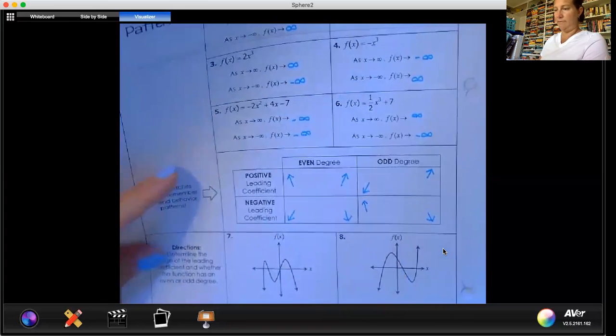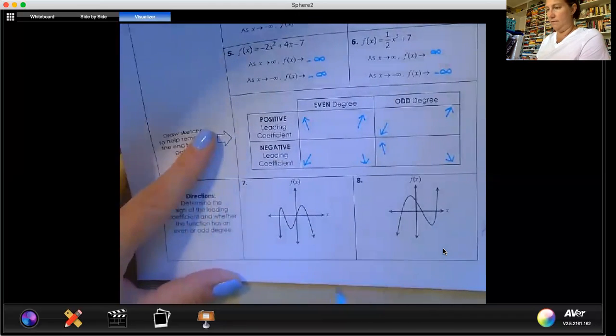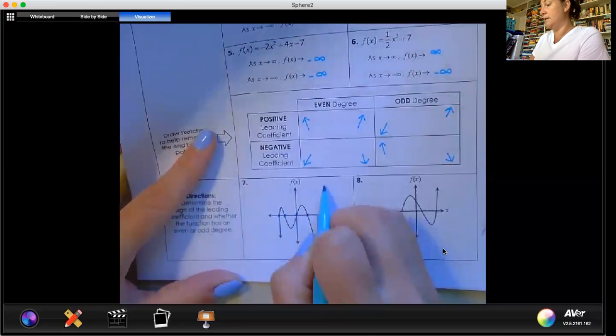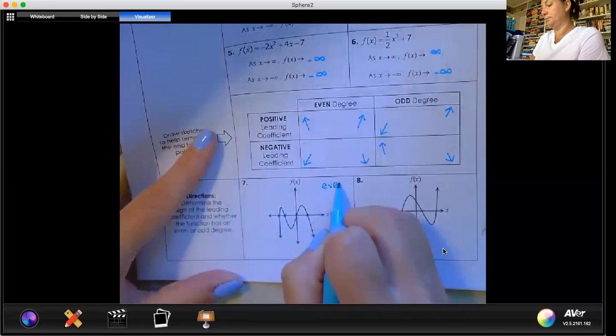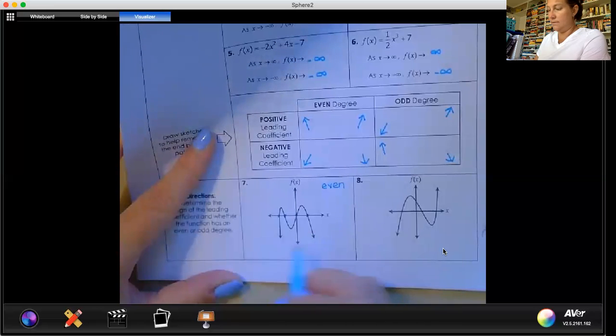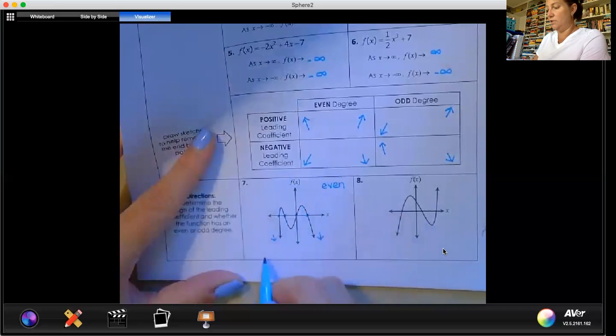And we're going to look at that here for problem number 7. So first we have to decide, is it even or odd? Well, it crosses 4 times, so it's even. It has negative infinity and negative infinity, so it's going down and down. So according to our chart, the leading coefficient is negative.